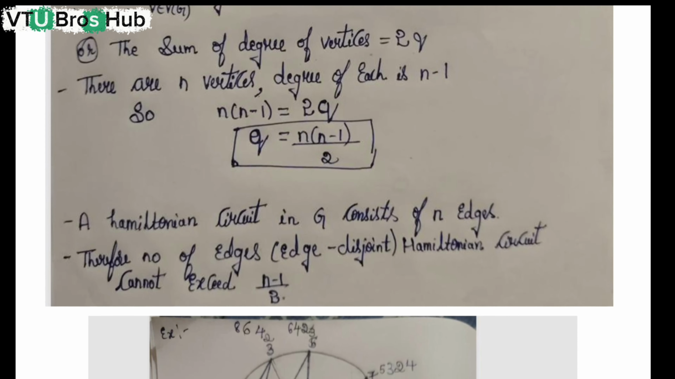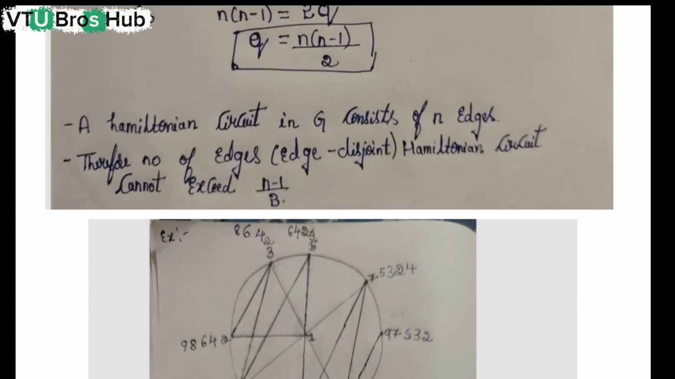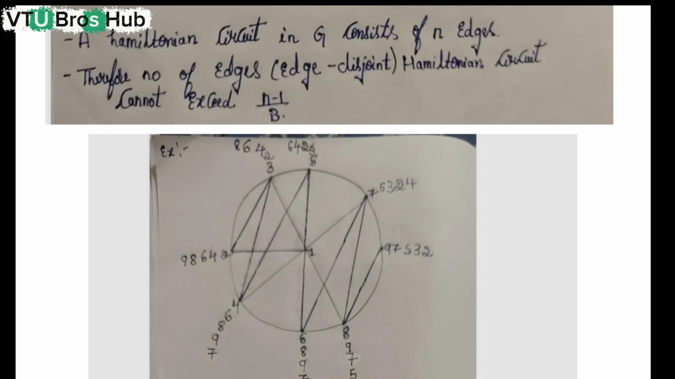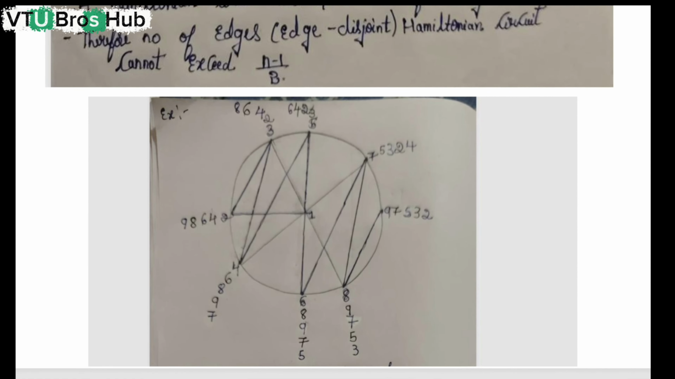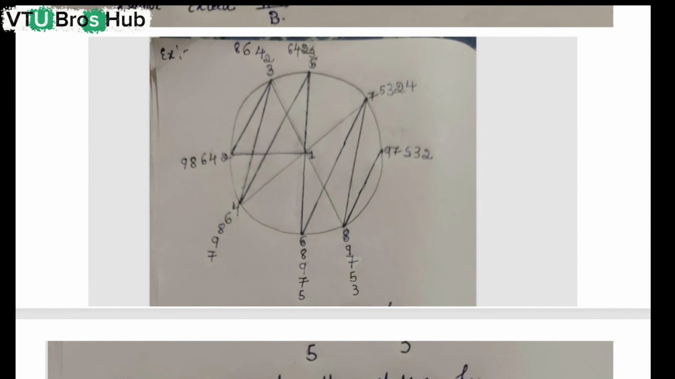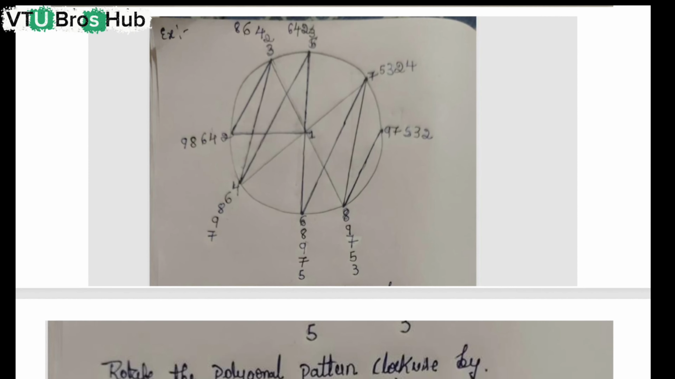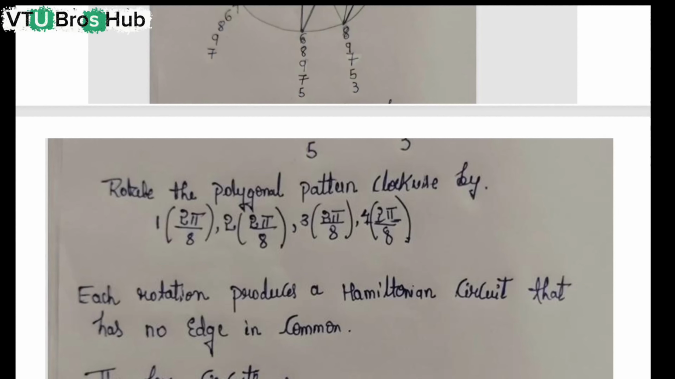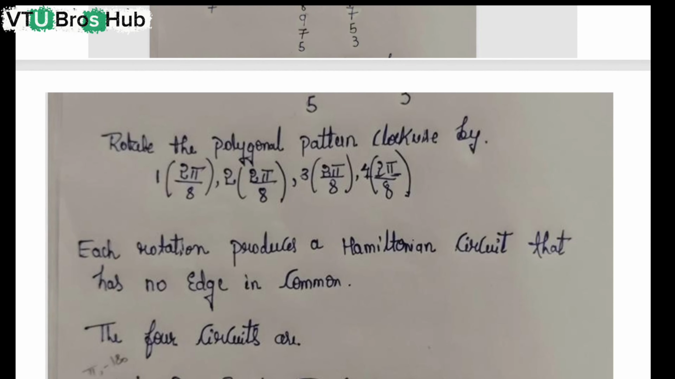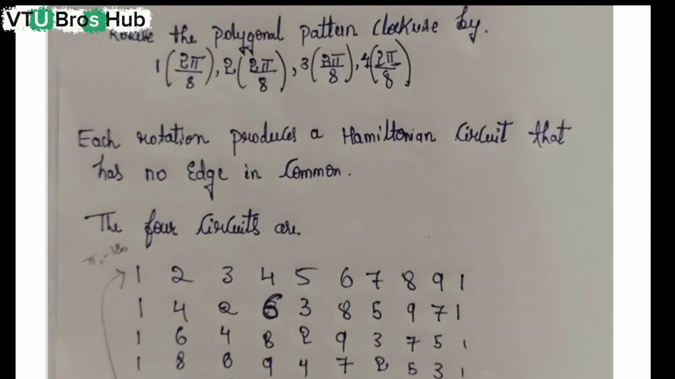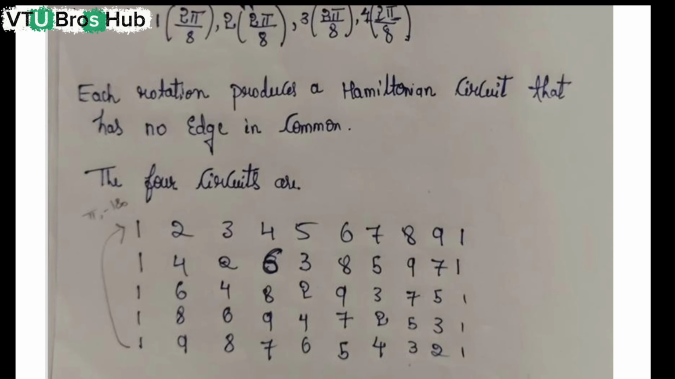Now the important part. Edge-disjoint means that all the Hamiltonian circuits should use different edges. No edge should repeat across circuits. Now the key result: if n is an odd number greater than or equal to 3, then the number of edge-disjoint Hamiltonian circuits is (n-1)/2. This result is proved using the rotation technique, by rotating vertex positions to create new unique circuits. For example, if n equals 5, then (5-1)/2 equals 2 circuits. In K5, you can draw exactly 2 edge-disjoint Hamiltonian circuits. Refer to the diagram in your notes to see the construction.